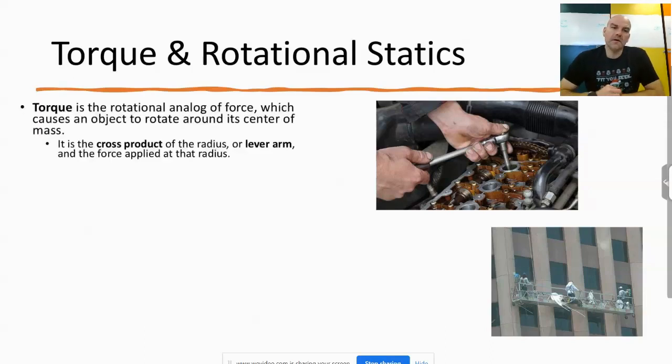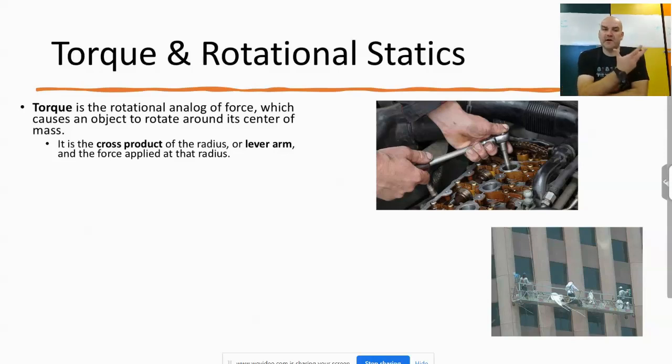Okay, so torque. In this unit, what we're going to see a lot is a connection back to some linear quantities. We're going to be rotating objects. So torque is the rotational analog of force, equivalent to the linear force. A torque, or a net torque, will cause objects to rotate around their center of mass.